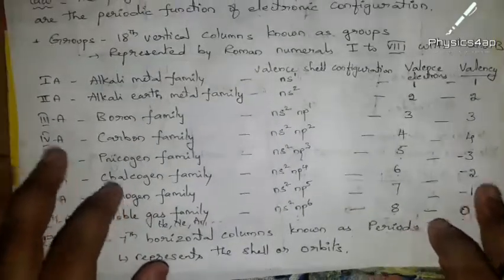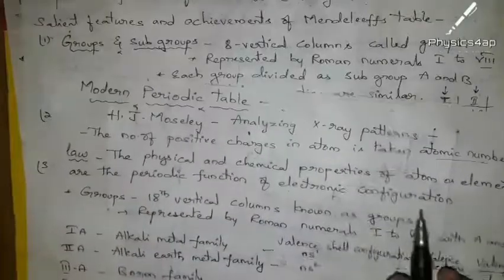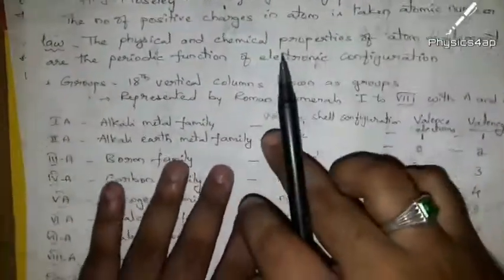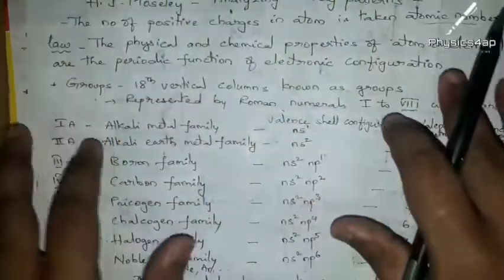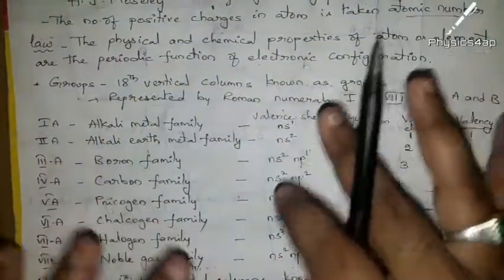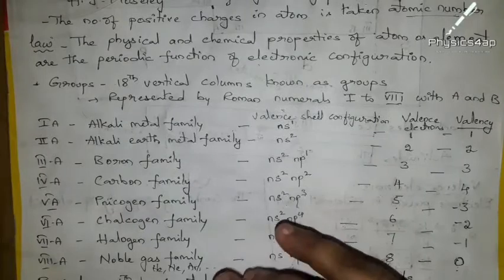So thank you everyone. Today we have discussed the Mendeleev periodic table and the modern periodic table. In the next episode we'll be seeing how to find out in which period and in which group an element lies in the modern periodic table.